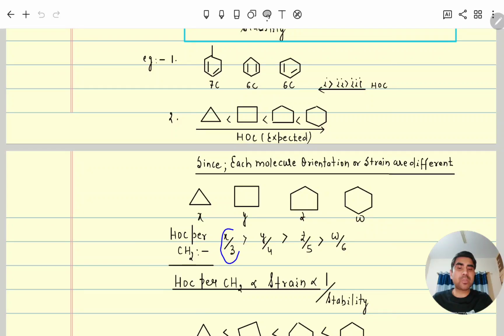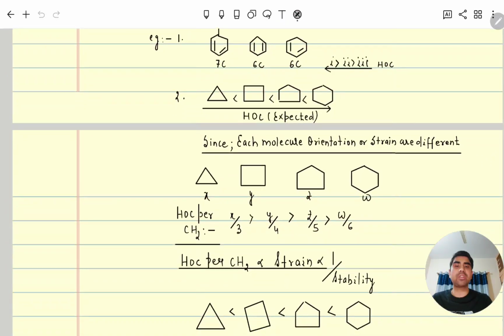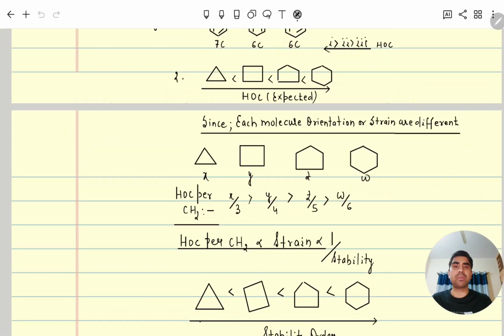Means x by 3. Experimentally we saw that this value is greater than y by 4, and y by 4 is greater than z by 5 and w by 6. Means its heat of combustion is more. So we know that heat of combustion is inversely proportional to stability. So if its heat of combustion per carbon is more, then its stability is less.